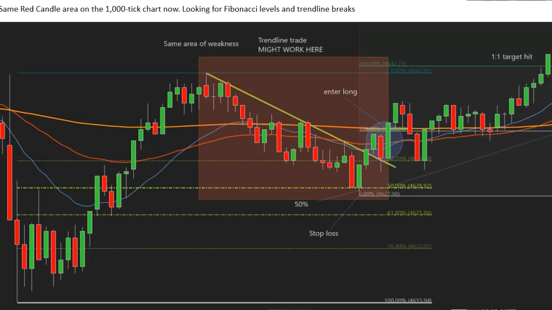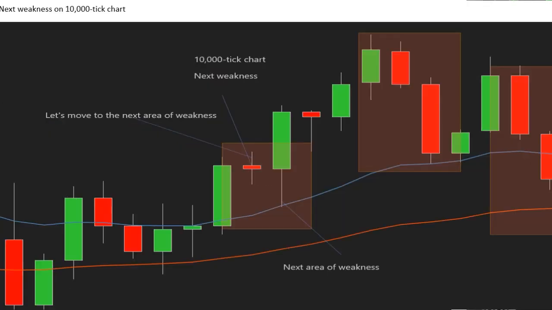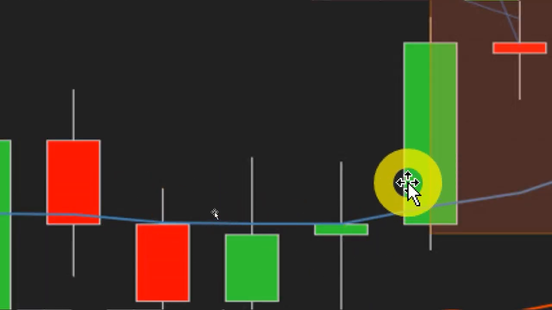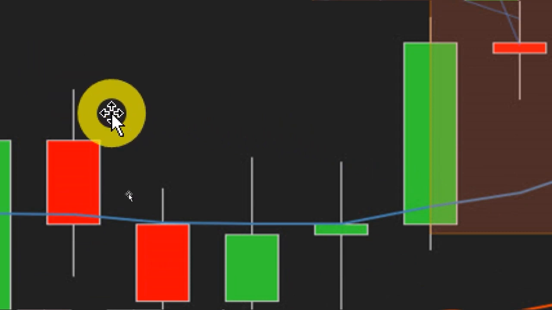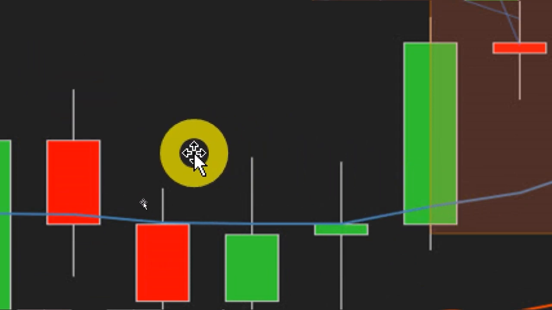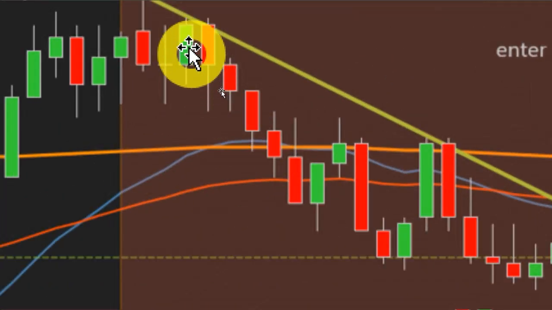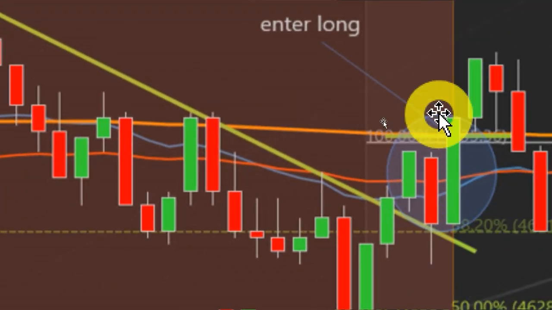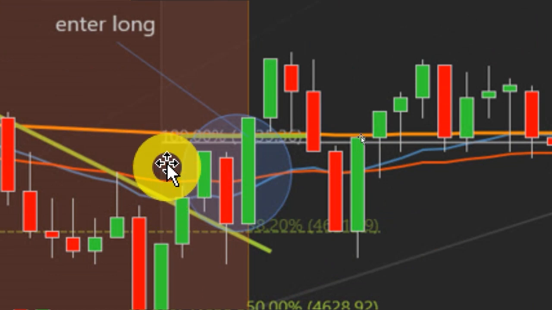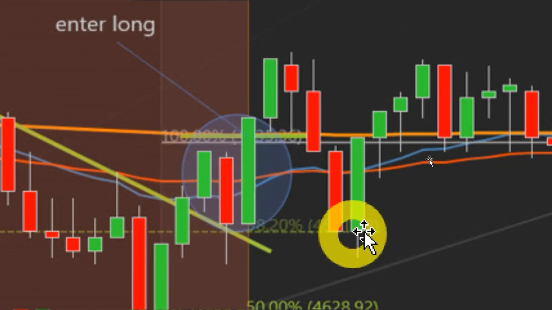And what we see here on the higher time chart is that it does finally push above right here. It starts to push above. I think a trend line would be coming this way. This is the 10,000 tick chart. So let's go back and look at it. We would draw a trend line right here on the 1,000 tick chart. We'd look for a break and retest. Price is above the moving averages for the most part.